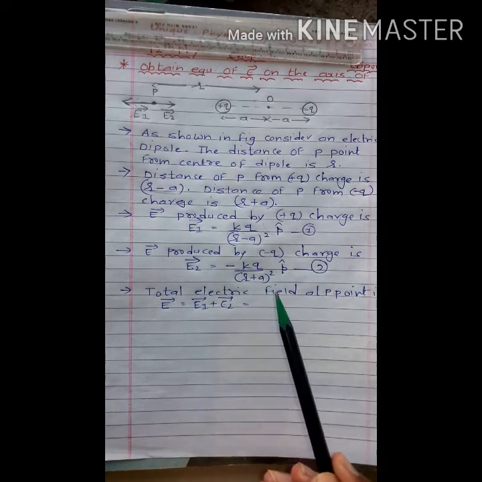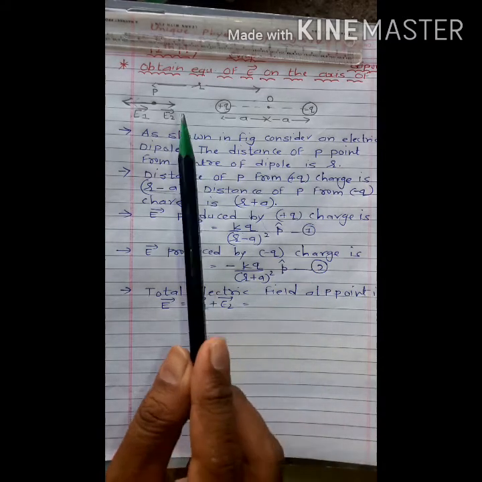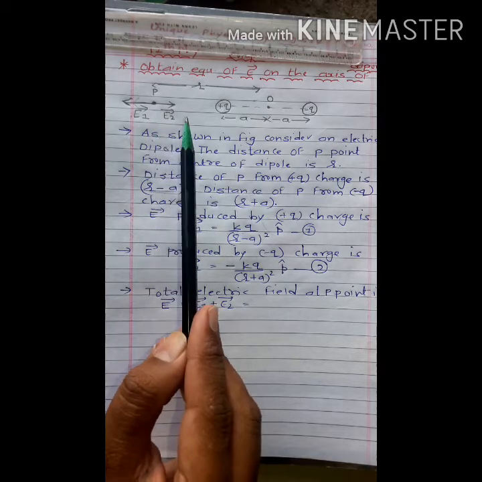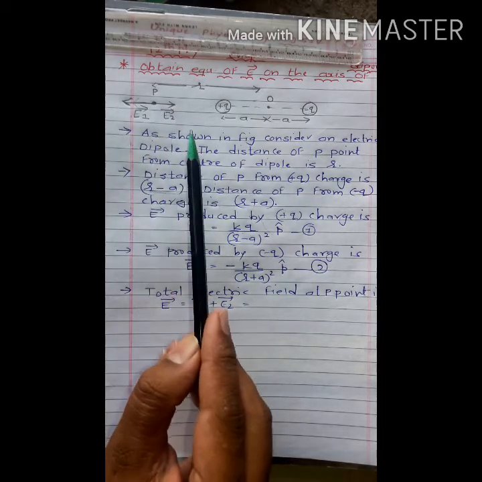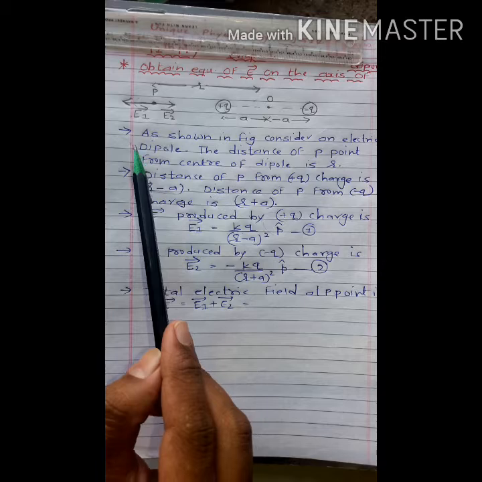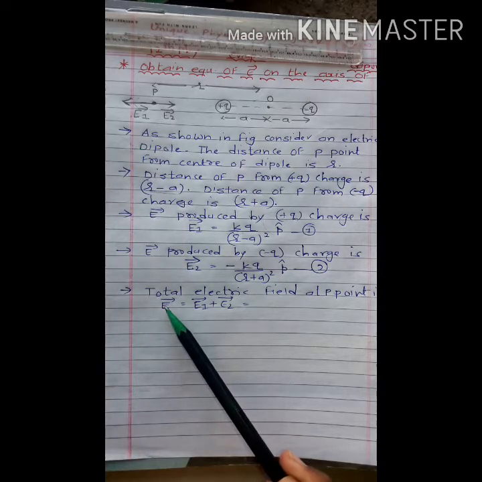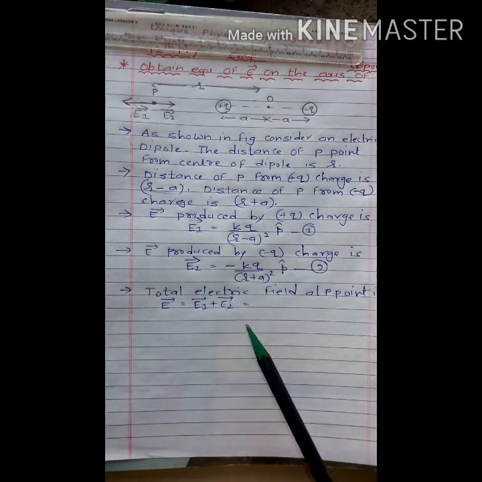Now we want a total electric field at P point. So at P point we want total electric field. So here we consider vector sum of these two fields. So total electric field vector E is equals to vector E1 plus vector E2.